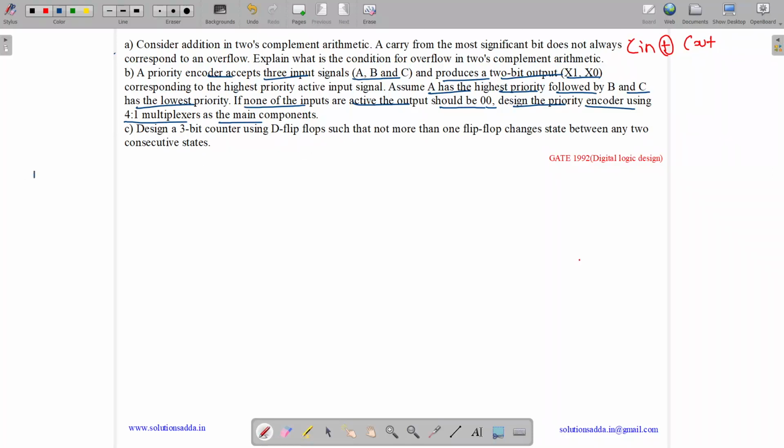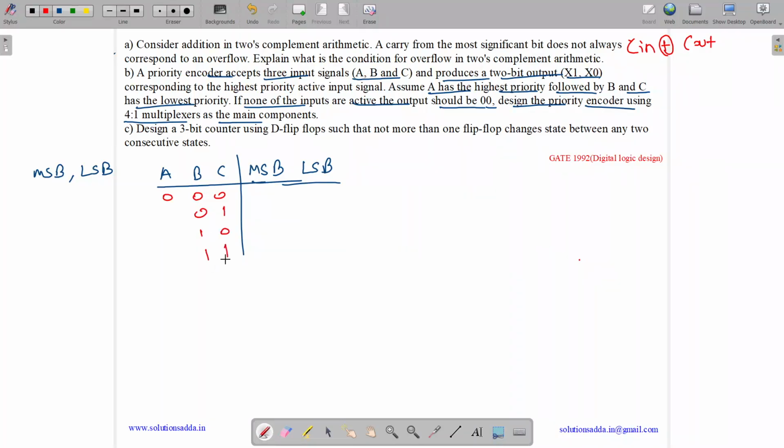So let us assume MSB is the most significant bit and LSB is the least significant bit. So what should be the truth table for A, B and C? The truth table should look something like this. Then we have MSB and LSB. What all combinations can we have? We can have 8 combinations: 000, 001, 010, 011, 100, 101, 110, 111.